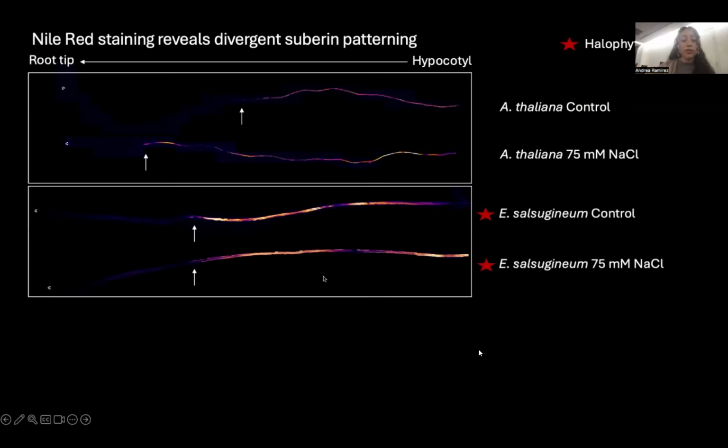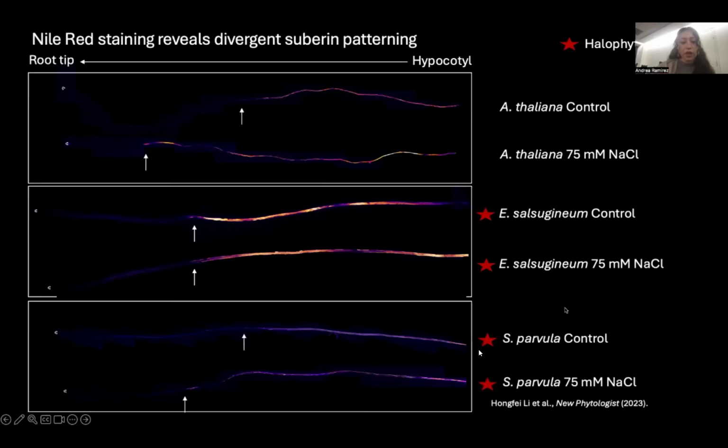So for Eutrema salsugineum, under salt treatment, there seems to not be a really big difference in where suberin induction starts, and so these high levels of suberin are maintained. But then when we look at the other halophyte species, Schrenkiella parvula, we actually see a similar response as Arabidopsis. There's this shift in suberin deposition towards the root tip under salt treatment. And this also matches findings from Hongfei Li in this recent publication here.